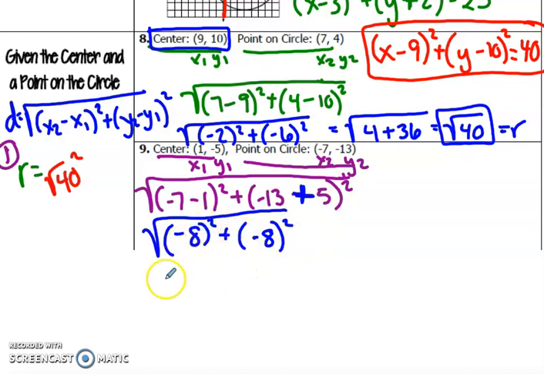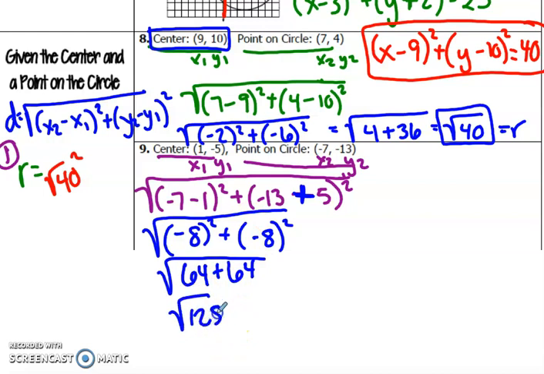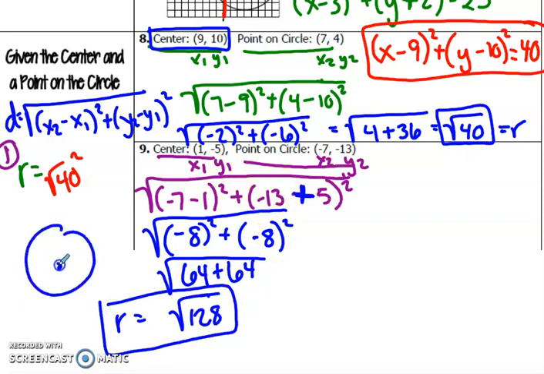Anything negative squared is going to be a positive. So 8 times 8 is 64. And then same thing over here, 64. Add 64 and 64 to get 128. Okay, so this is my radius from the center to some point on the circle. Okay, so that is that radius distance. So I'm going to leave it as a simplified square root for my formula.